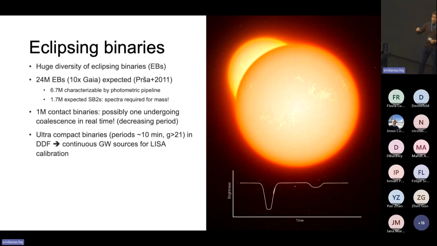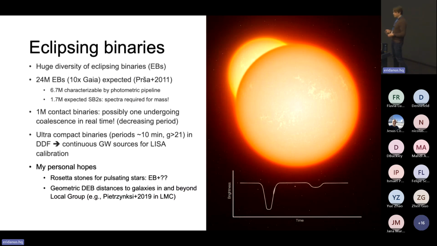Then, of course, if we go to even shorter periods, there's the ultra-compact binaries, let's say periods of order 10 minutes or so. Those would be preferentially very faint and found in the deep drilling fields. And those could even serve as continuous gravitational wave calibration sources for things like LISA. So this is also very, very interesting.